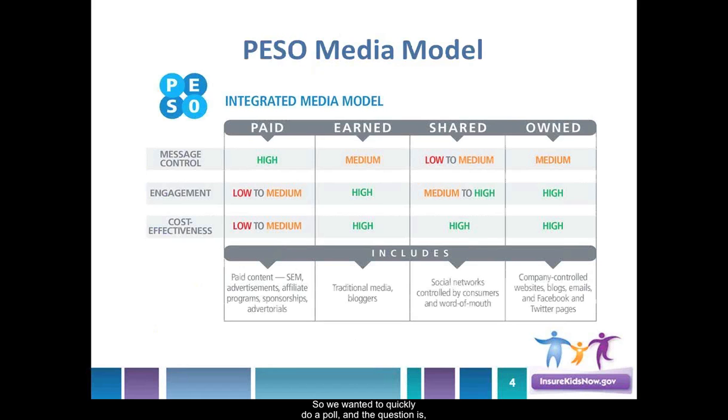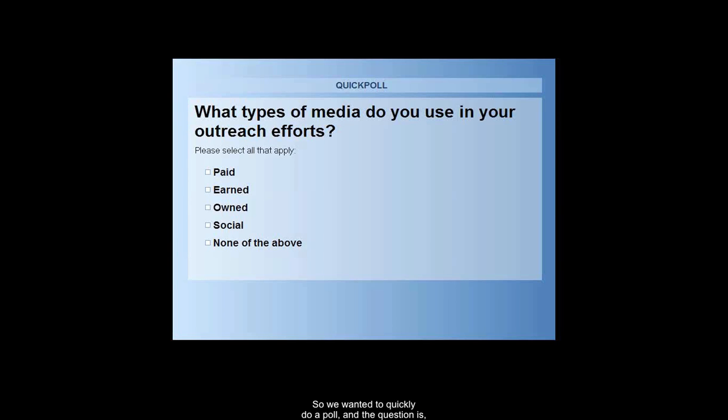So we wanted to quickly do a poll. And the question is, what types of media do you use in your outreach efforts? So if everyone can just take a moment and answer those questions. We will share the results as they come in.